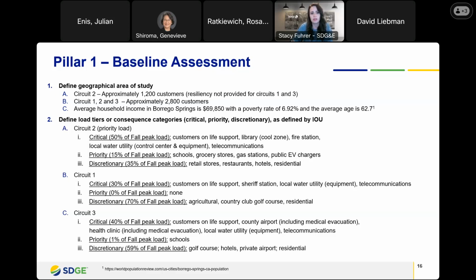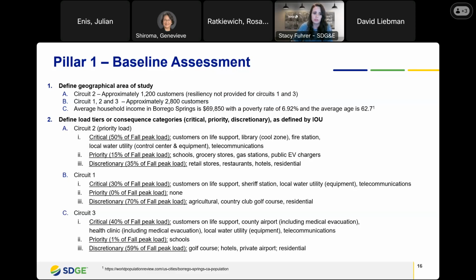The reason we've identified circuit 2 as our priority is because it has multiple gas stations. It has local restaurants and grocery stores. It has the cool zone with the library, and it also has the fire station. And it also has some customers that are currently on life support. But the full microgrid boundary, which came out of Borrego 2.0, was the addition of circuits 1 and 3, as well as circuit 2. And that serves the entire community of Borrego, which is roughly 2,800 customers.